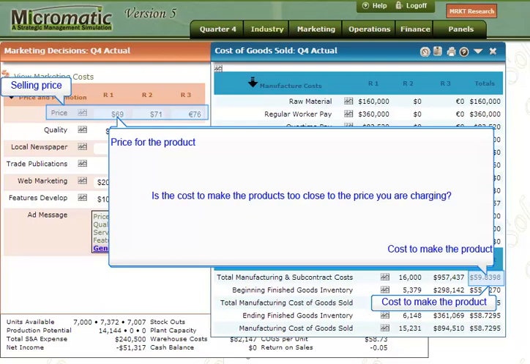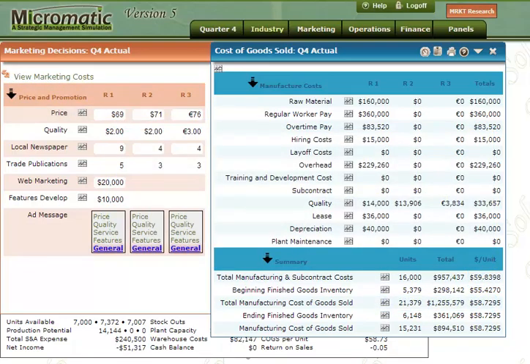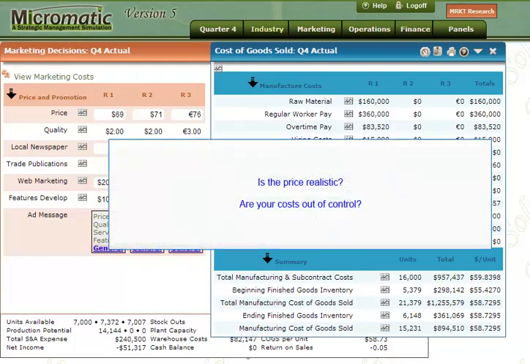If your cost to make the product is higher than your selling price, you have a big problem. There is an old saying that if you lose $1 on each item you sell, then you can't make it up in volume. It's simple math. If it costs you $60 to make it, and you sell it for $59, you are not going to be profitable no matter how many units you sell.